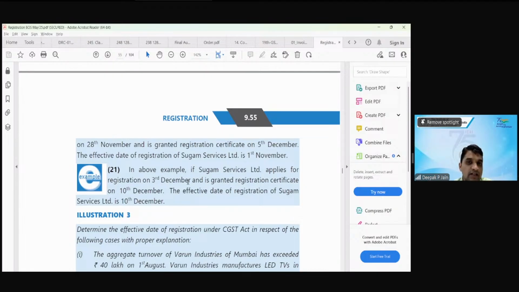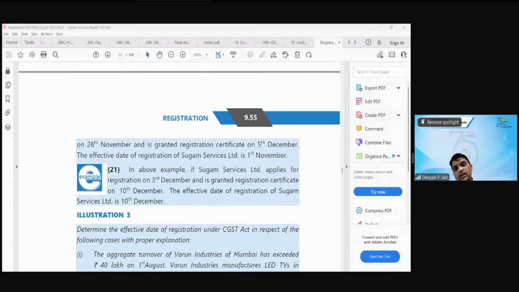सो 3 दिसंबर को किया, 30 दिन क्रॉस हो गए, और उसका रजिस्ट्रेशन ऑफिसर चेक वगैरह करके 7वें दिन रजिस्ट्रेशन सर्टिफिकेट दे दिया, विच इज 10th of December। तो इस एग्जांपल में इफेक्टिव डेट ऑफ रजिस्ट्रेशन 10 दिसंबर हो जाएगा। सही है, करेक्ट। ओके सर, क्लियर सर, थैंक यू सर। ओके, थैंक यू। Purchases ITC can be claimed from 1st December in from 10th December in the second case. Correct. So how will be eligible for ITC when you have not yet received GST number?